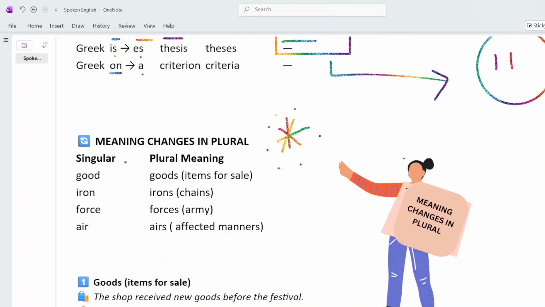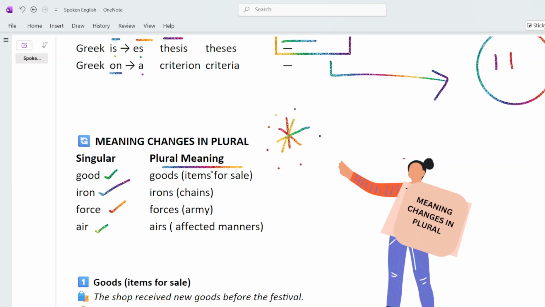Now, a singular form. What is this word? Good. And this word is iron. What is this? Force. What is this? Air. Pretty easy, right? We know these words. We use them on a daily basis as well. However, this is the singular form of these words. Now, if I add an S to this, what happens? The meaning changes.